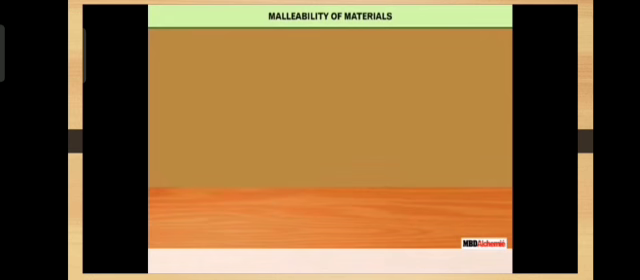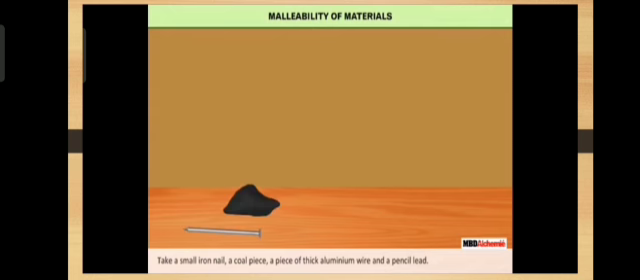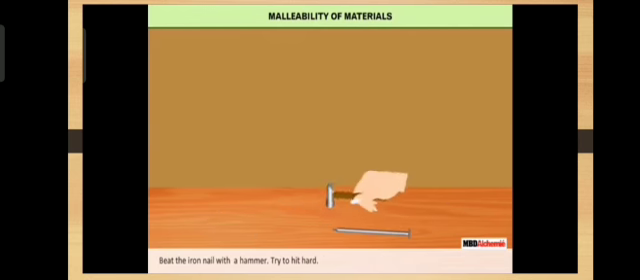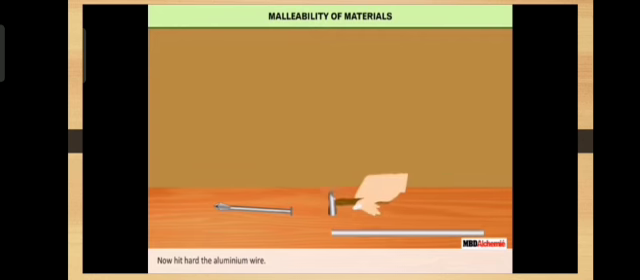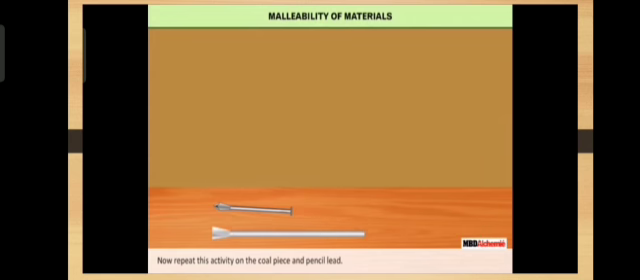Malleability of material. Let us do an activity to demonstrate malleability of material. Take a small iron nail, a coal piece, a piece of thick aluminium wire and a pencil. Now beat the iron nail with a hammer and try to hit hard. Now hit the aluminium wire.